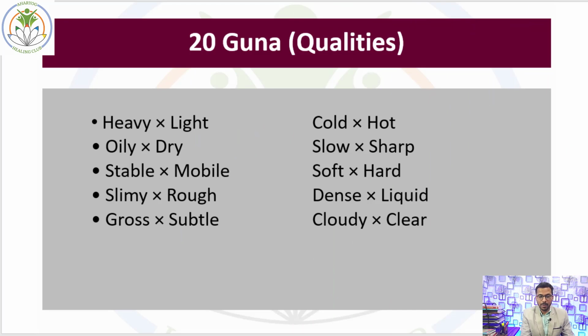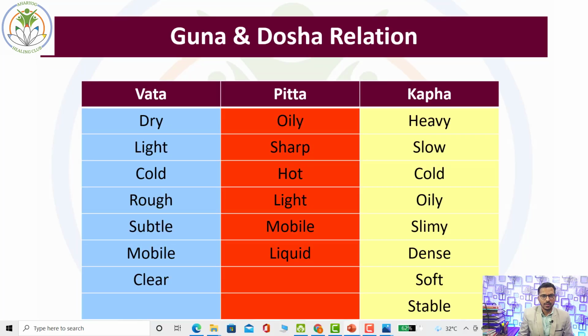So the first concept is 20 gunas or 20 qualities. Basically there are 10 pairs, and from these 10 pairs come 20 qualities. These 20 qualities apply everywhere. May it be food, person, environment, season, or even thoughts and emotions. All things in the entire universe are affected by these 20 qualities only. In this video, I'm going to tell you how these 20 qualities are related to food and the human body. Now let's see further the relationship between guna and the doshas or the prakriti.